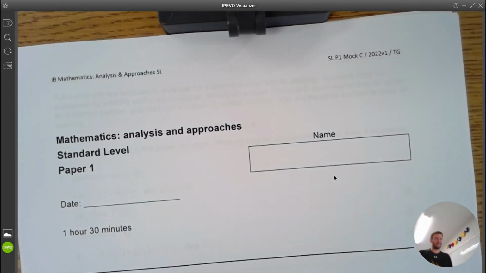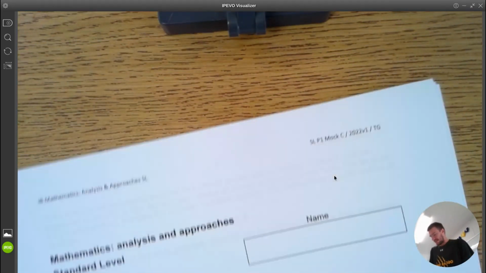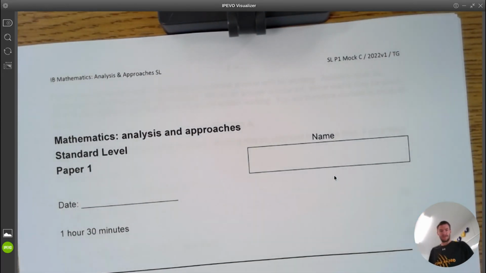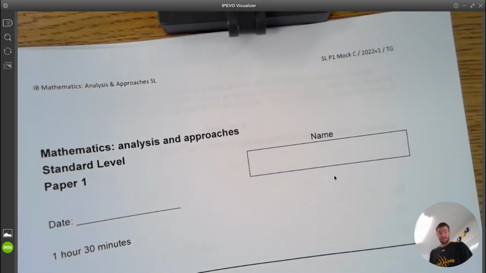Alright, well, this is a bit of a funky setup, but we're gonna do 35 minutes of looking at this SL paper 1, just trying to get through it as fast as we can. Maybe not rush through it, but we're gonna go for 35 minutes. I've never looked at this paper before.